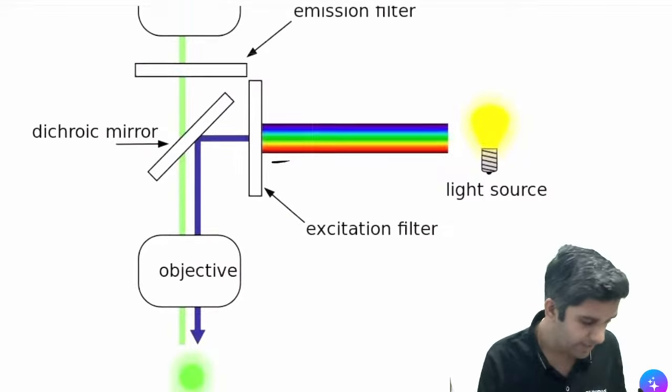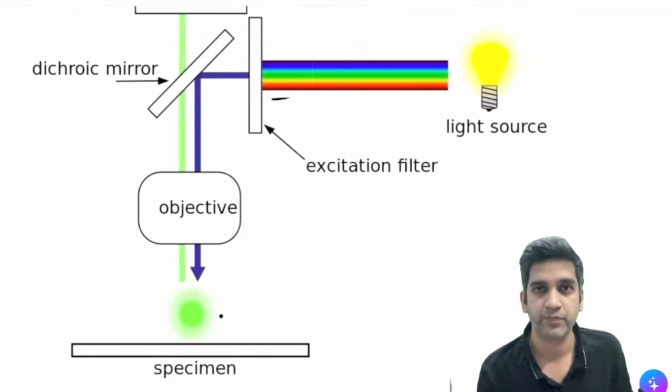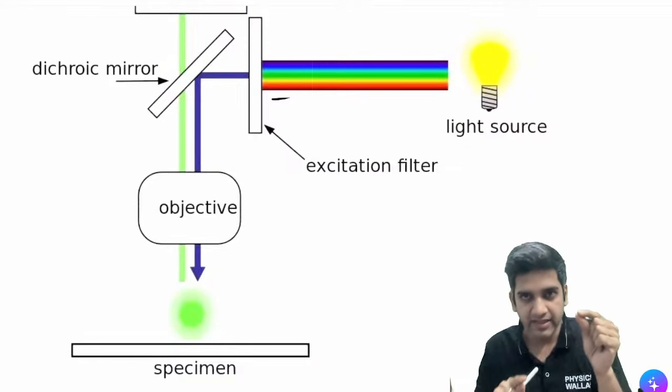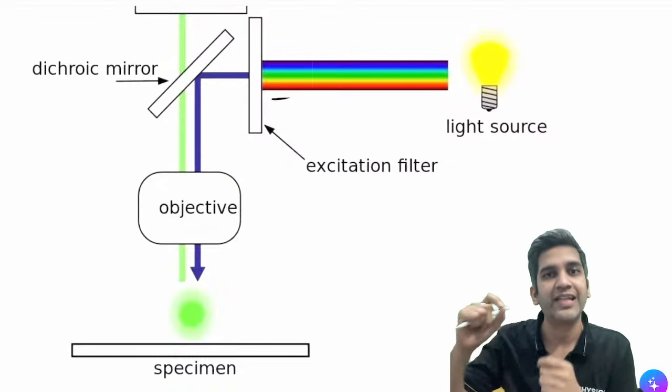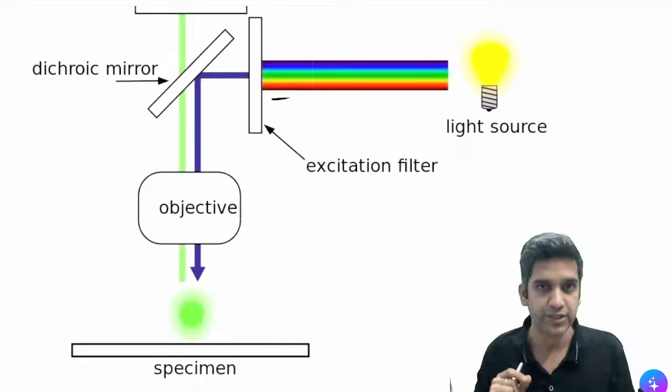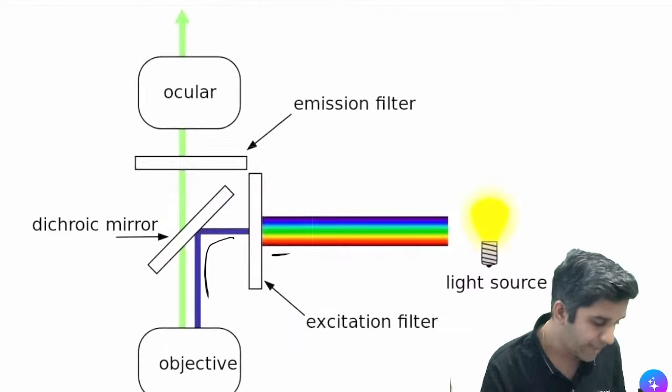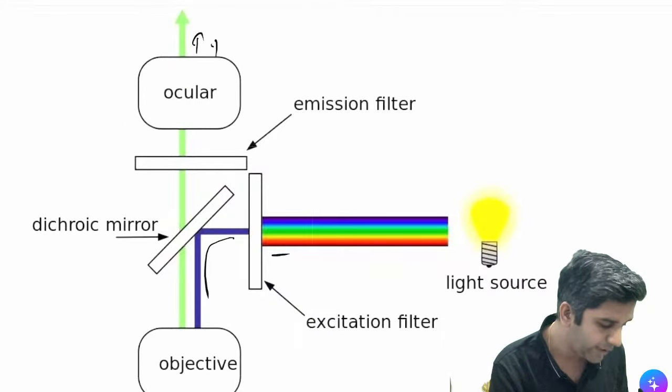Then it goes and hits the specimen. So again, going back to physics, the wavelength at which it hits and the wavelength at which it goes away are different. We call it excitation, right? So one filters here, hits the objective, and the second filter will take it to the eyepiece.